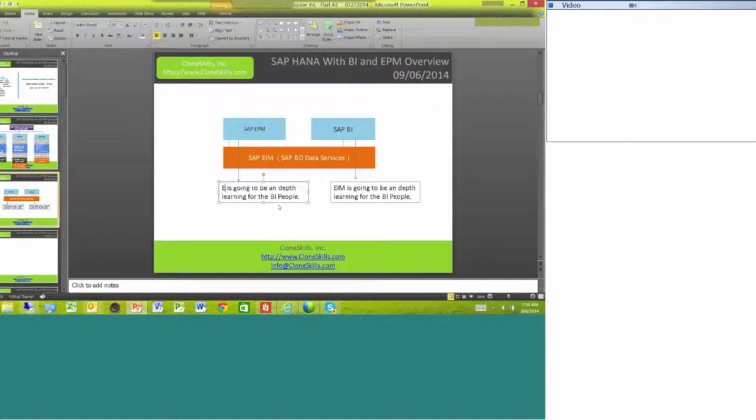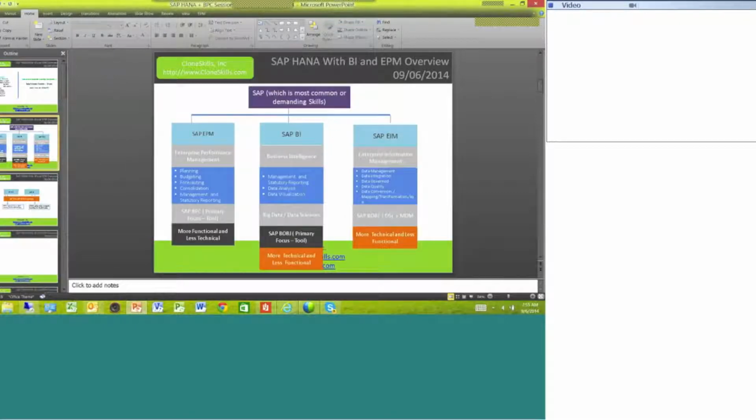Now coming to EPM: EIM is going to be light learning for EPM people, but you will learn it. You will understand where Data Services comes into the picture. So overall, this is what we are going to focus on. Make sure you are very clear on these things, on where to focus.